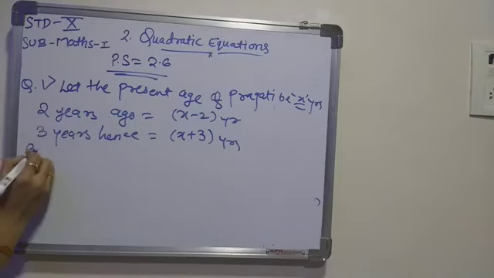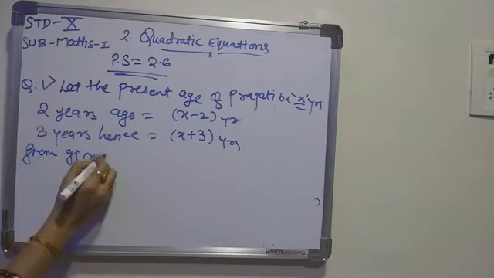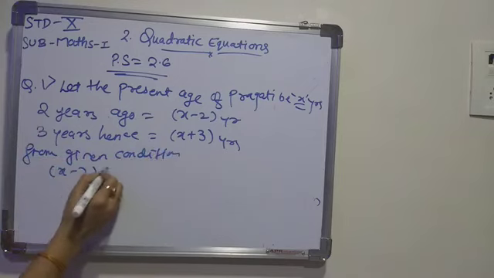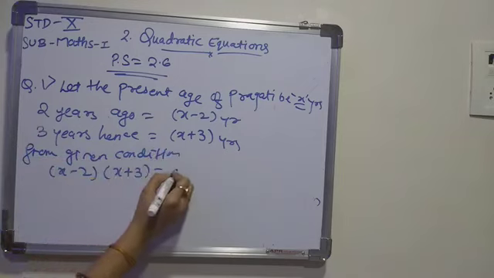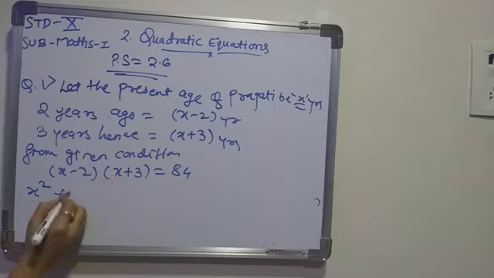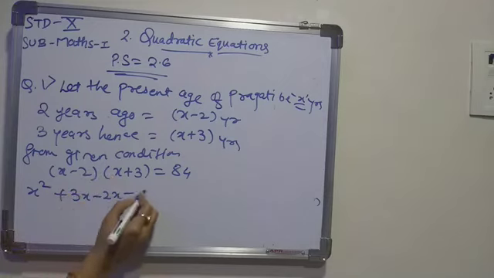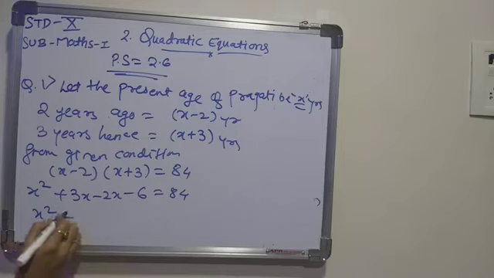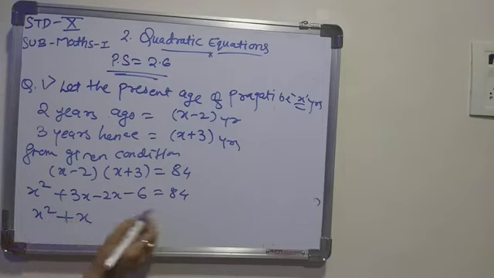Means from the condition what you are getting, (x minus 2)(x plus 3) is equal to 84. Open the bracket, you will get x square plus 3x minus 2x minus 6 is equal to 84. Shift 84 over here, you will get x square plus x minus 6 minus 84, which is minus 90, right?